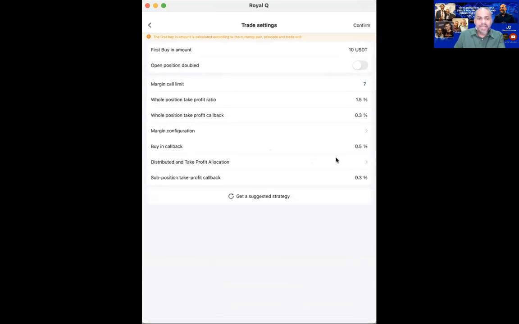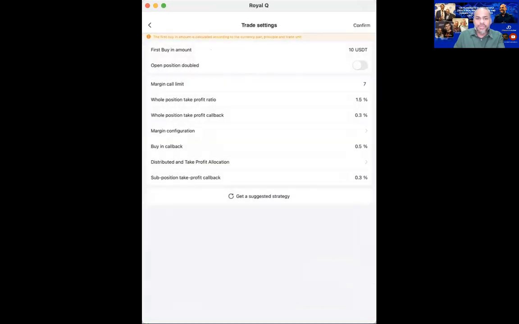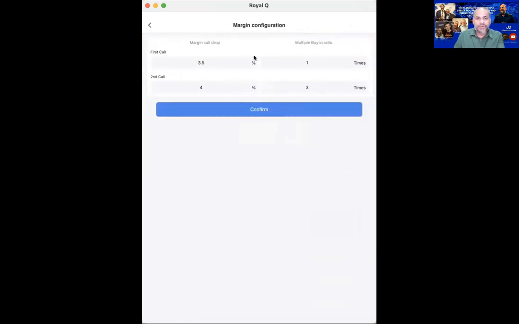All right. My margin will be 7, but I don't want 7. Now this 7 is actually a default. I can even change the percentage. I can even change the multiple, right? But I'm not going to use 7. So I'm going to use only 2. So 2. So now if you get back to your configuration, you will see only 2.